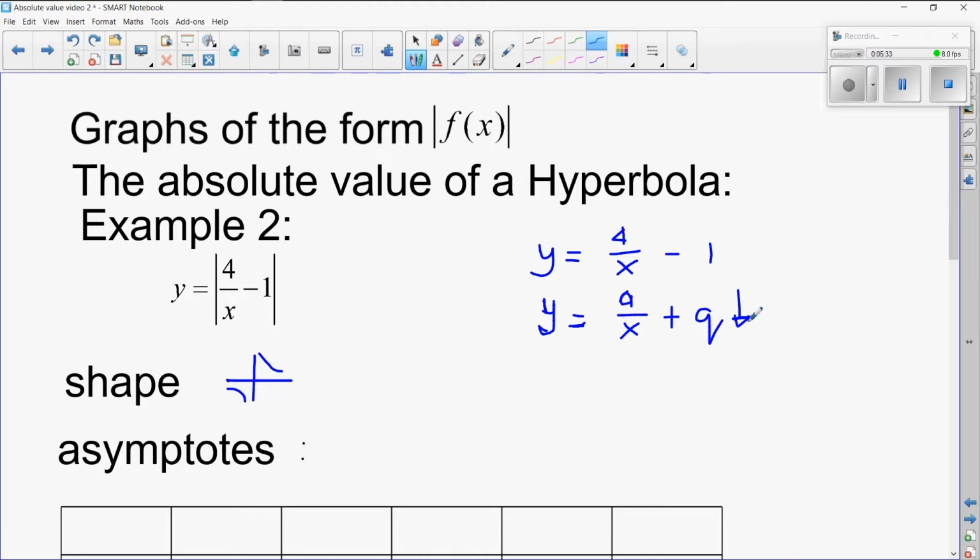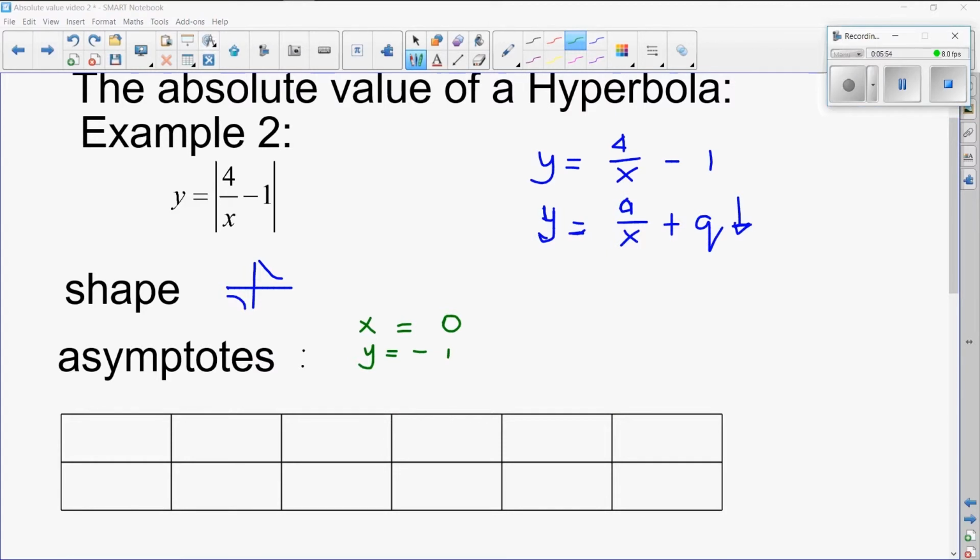The next important values to consider are the equations of the asymptotes. So I have an asymptote at y equals -1 because that is my Q value. I also have an asymptote on the y-axis, and that is x equals 0.